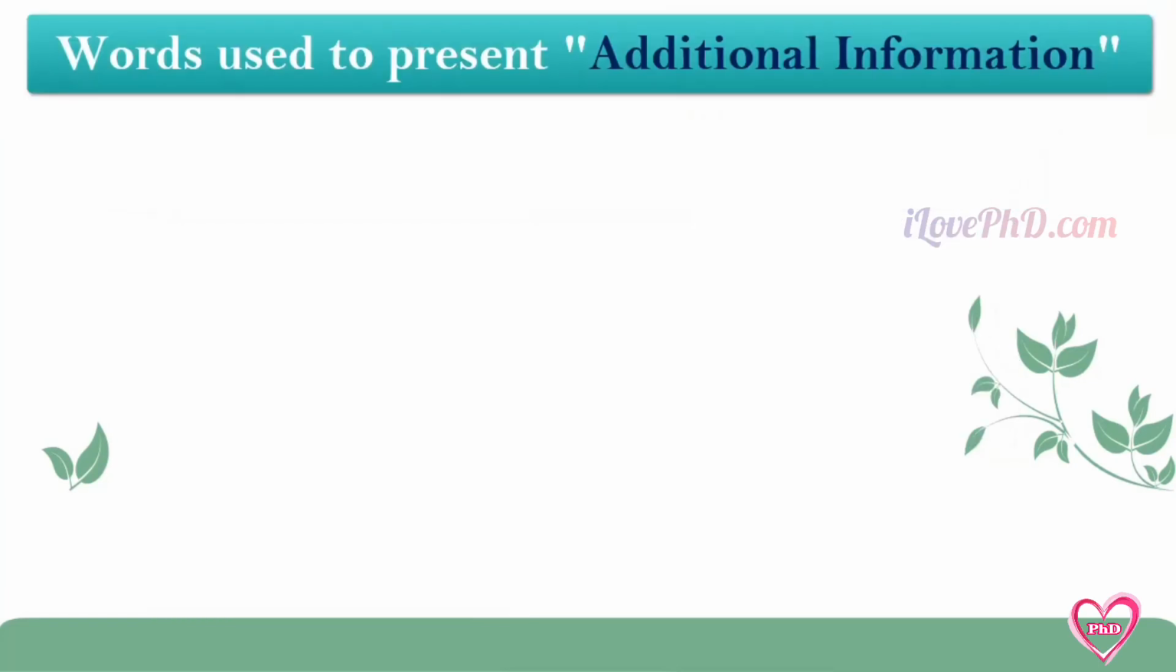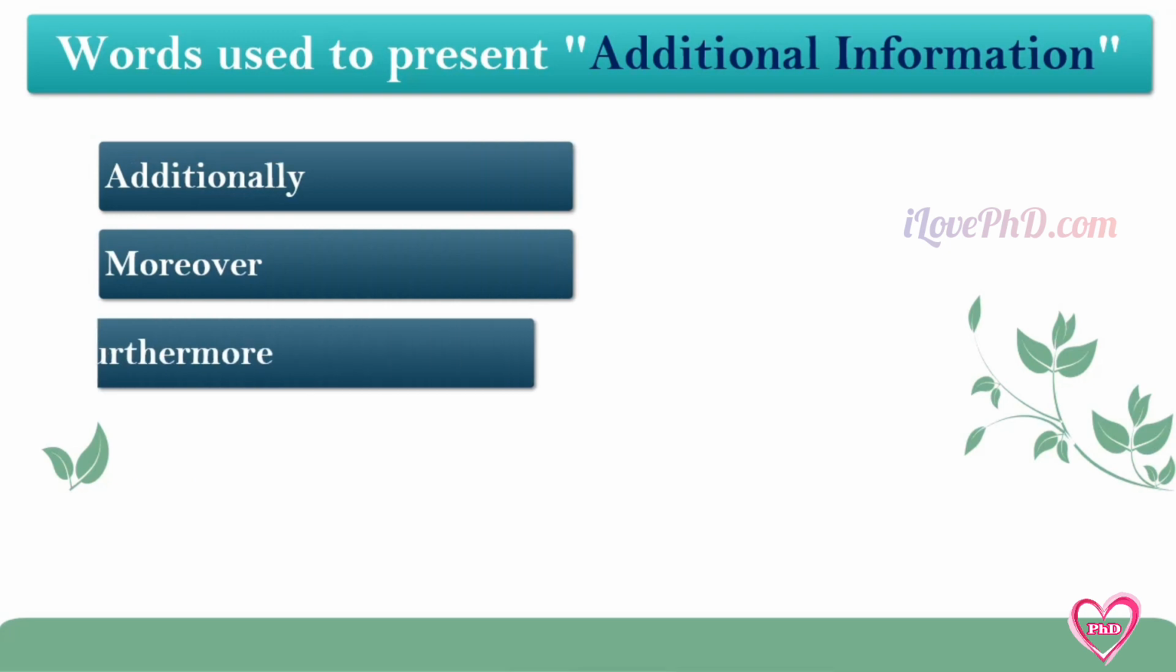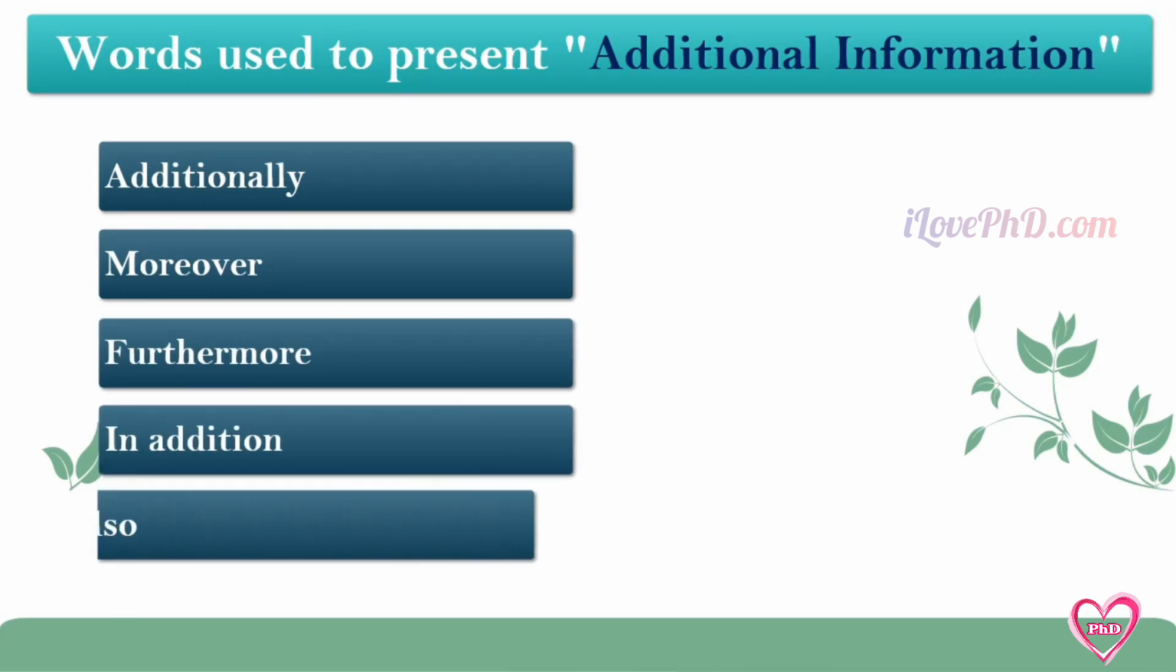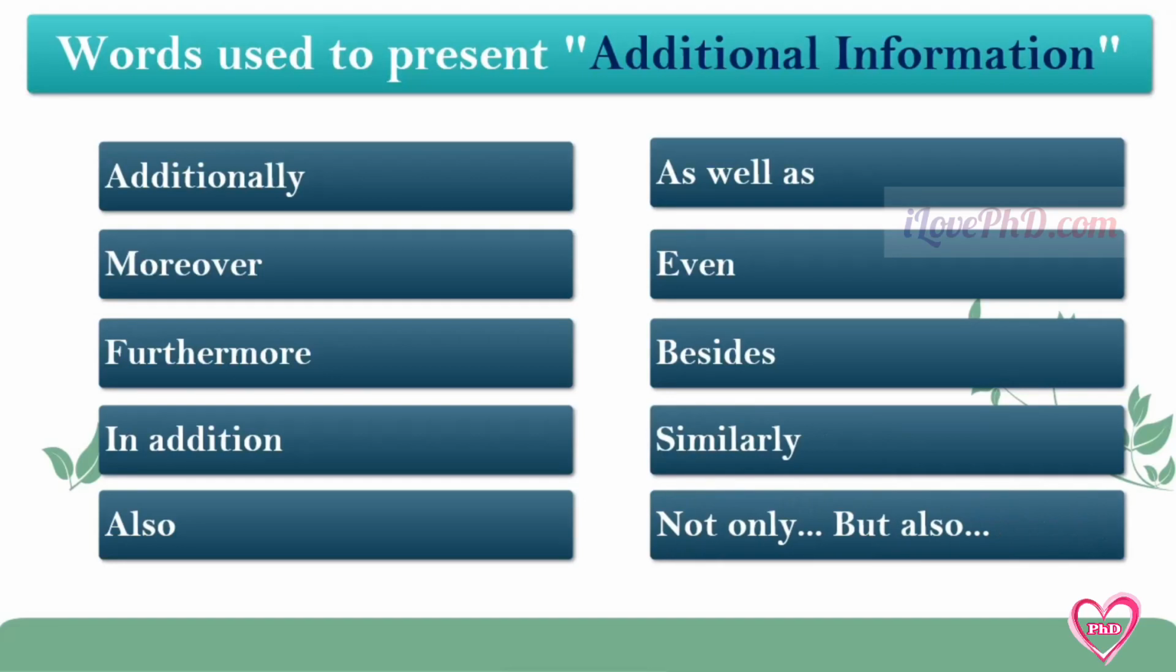The connective words used to present additional information are: additionally, moreover, furthermore, in addition, also, as well as, even, besides, similarly, and not only but also. These connectives can be used to present additional information in your research paper.